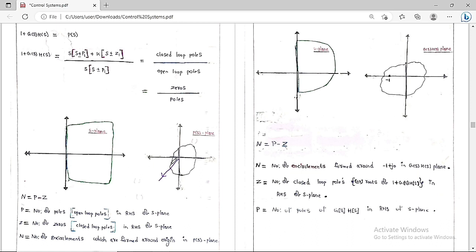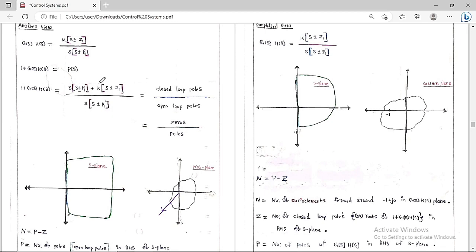So the number of encirclements formed around the origin in the P of S plane should always be equal to the number of poles of P of S, that is, the number of open loop poles of the open loop transfer function which lie in the right half of the S plane. This is the number of times we should encircle the origin in the P of S plane in order to make the system stable. So this is the concept regarding the earlier view.